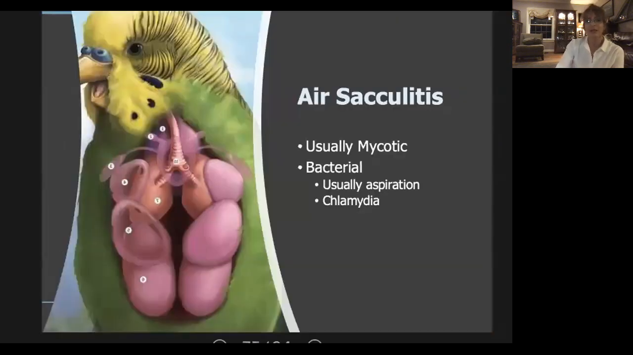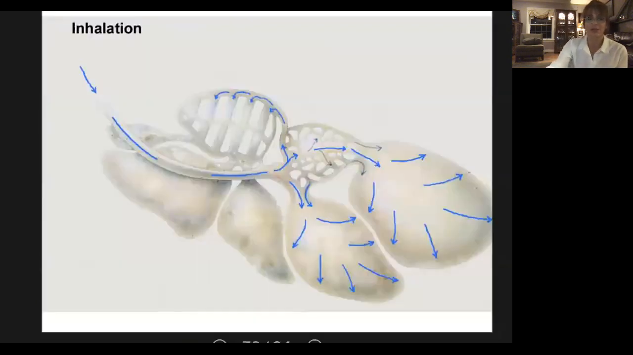More often than pneumonia, you'll see air saculitis or infection in the air sacs. Most of the time that's going to be mycotic. It's a lot more common than bacterial, unless we're talking about chlamydia. Chlamydia does like the air sacs, so that's an area that we'll see chronic air saculitis, and sometimes bacterial, either with aspiration or as secondary to pneumonia too. So you can have a bacterial air saculitis, but again, it's going to be more common that it'll be mycotic.